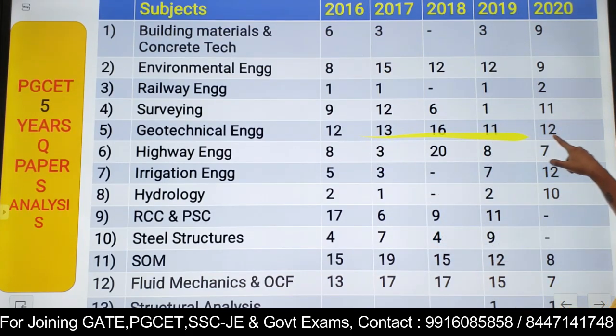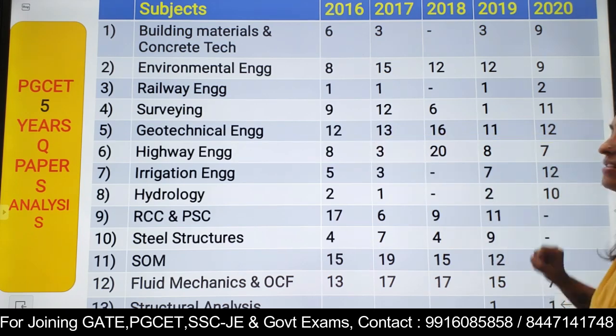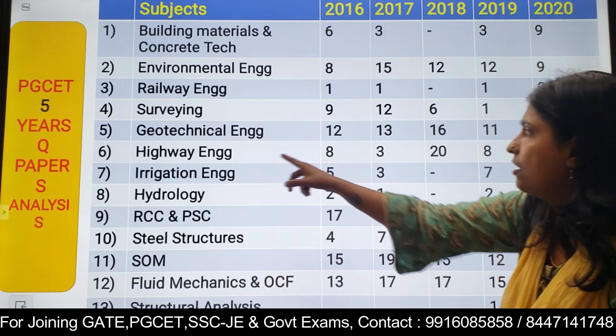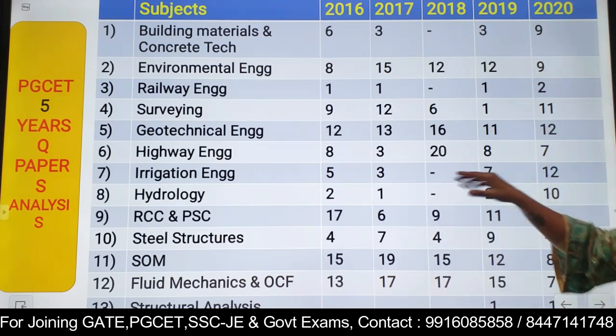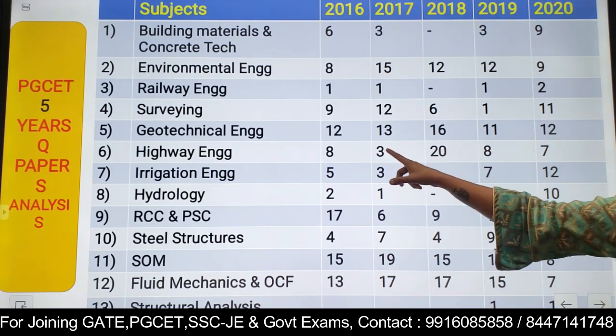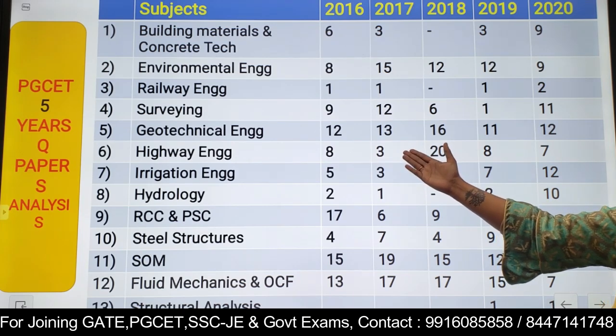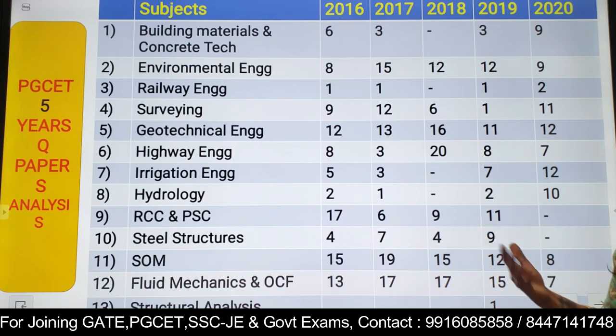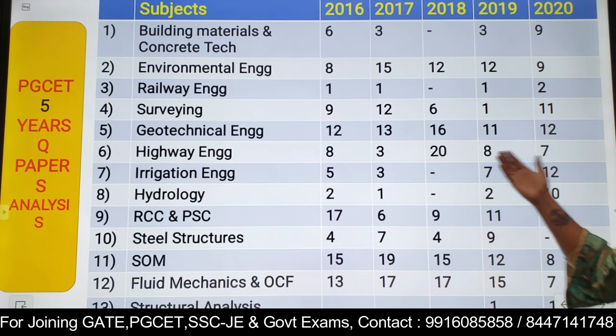Here you can write somewhere around 12 to 13 marks weightage in geotechnical engineering. Now if you see highway engineering, there is a lot of randomness in highway engineering. Only 3 questions or 3 marks were asked, but here it is 20, here it is 7. So somewhere you can average it around 6 to 7 marks.